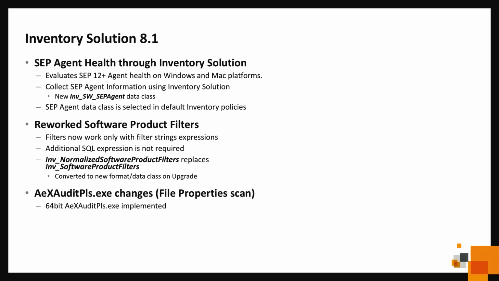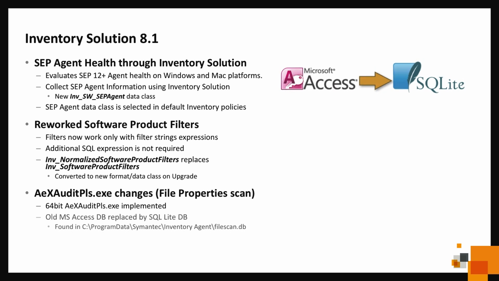Okay, Audit Plus. Again, we know this is the file property scan. This is the one executable that goes out and finds out, if you say there are 10 file types you want to scan, how many are in there, what type they are, and so on. This one has a few changes. We have a 64-bit version now, so you're not running the 32-bit Audit Plus. We've changed the old Microsoft Access database and replaced it with SQLite DB. So this is the file called filescan.db that sits on your computer right now, regardless of version.